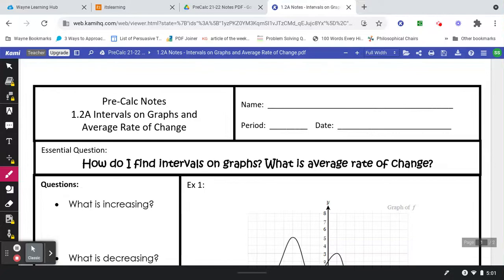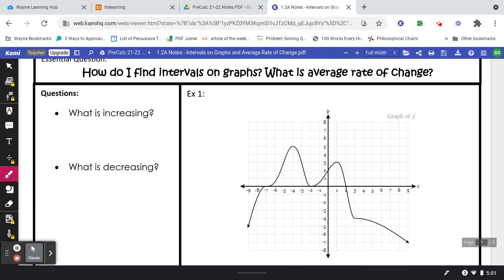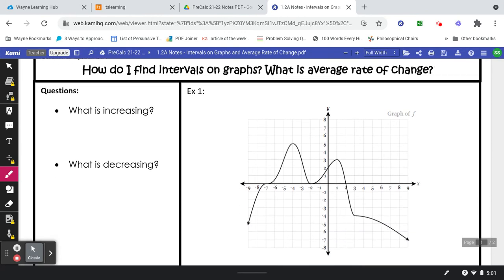These are the 1.2a notes for PreCalc. We're going to be talking about intervals on a graph and average rate of change. So intervals on a graph we did last year in Algebra 2. We talked about where things were increasing and decreasing, as well as where things were positive and negative.